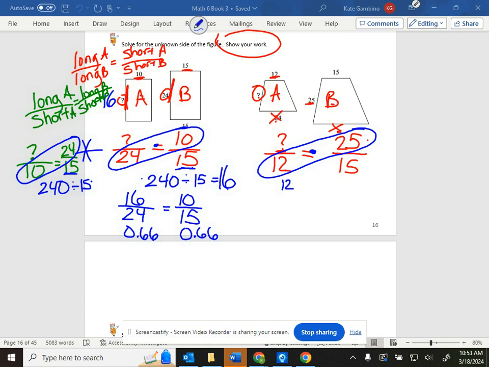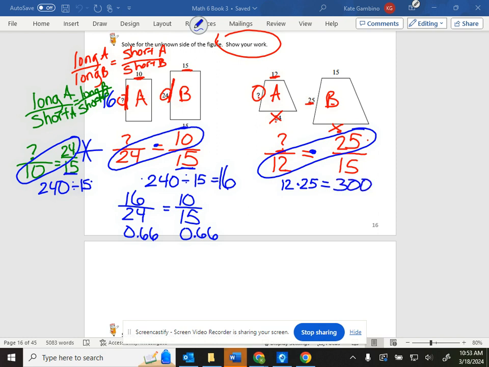So what is 25 times 12? 300. I got 300. I got 180 somehow, but. So do it for me right now. 12 times 25. Oh, yeah, I got 300. 300. Okay.